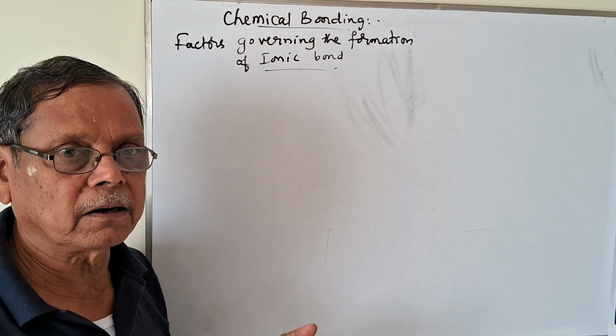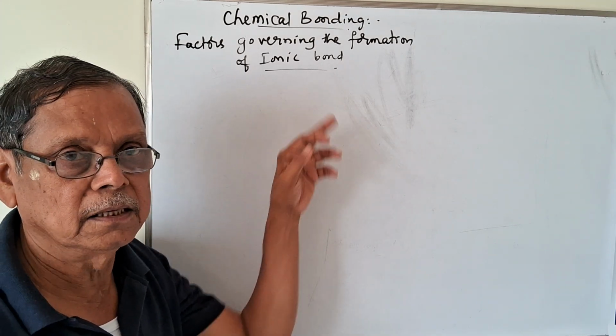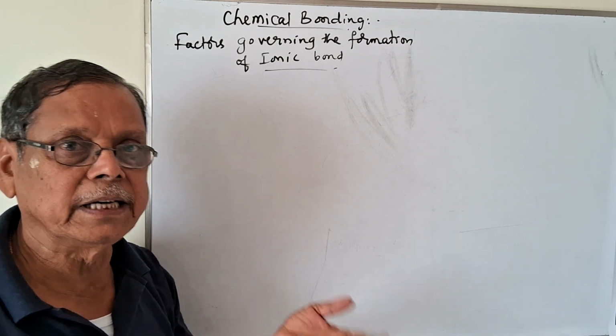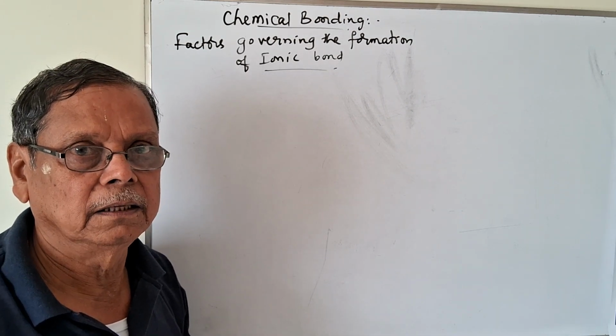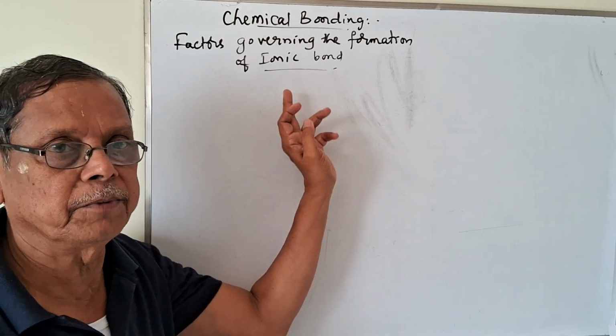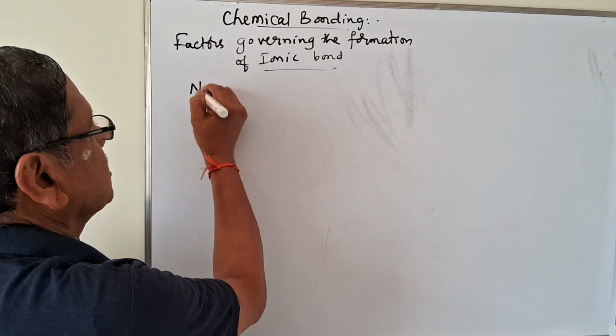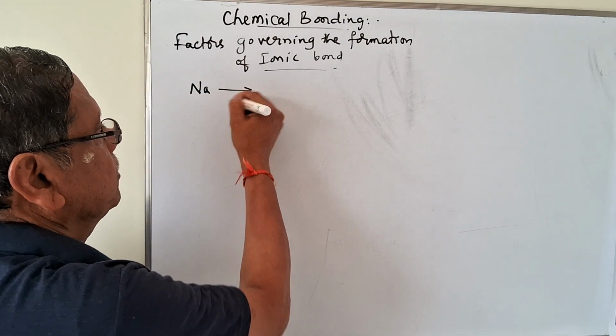By the transfer of electron, an element losing the electron will get a positive charge, and the other element which gains the electron will get a negative charge. The attraction between the positive ion and negative ion will result in the formation of the ionic bond. So let us take the same example that we considered in the previous video.